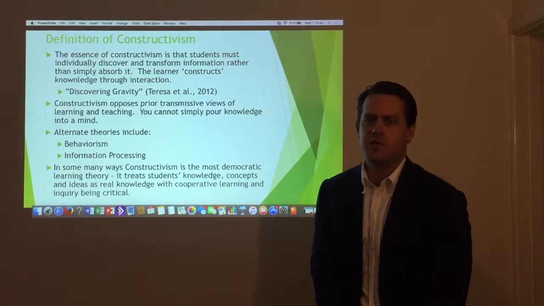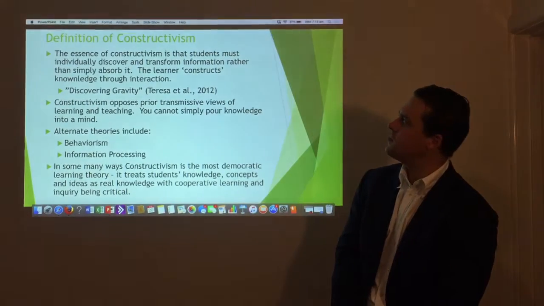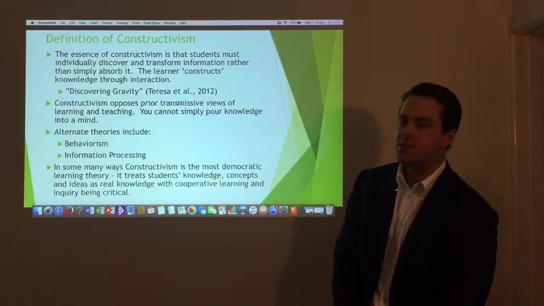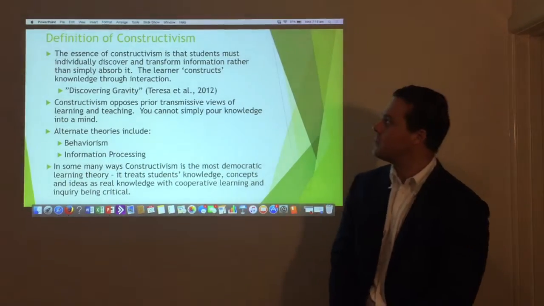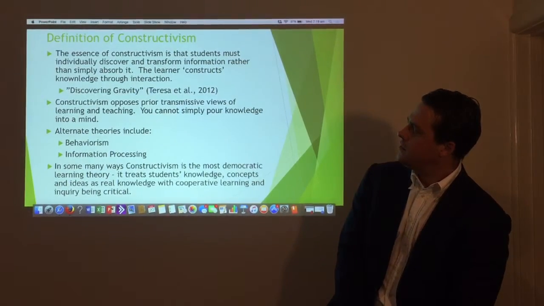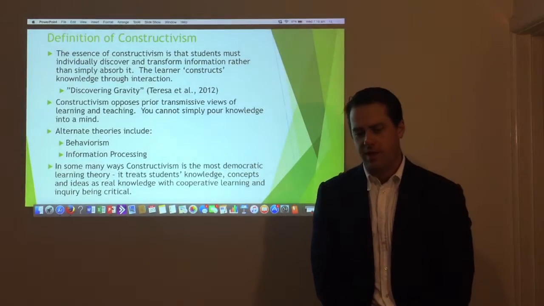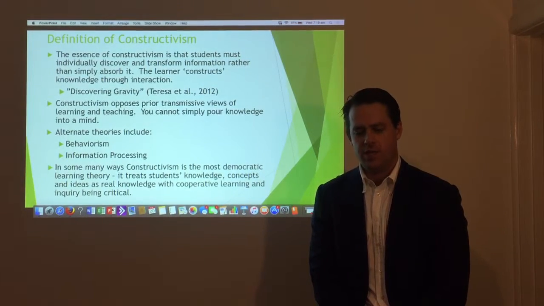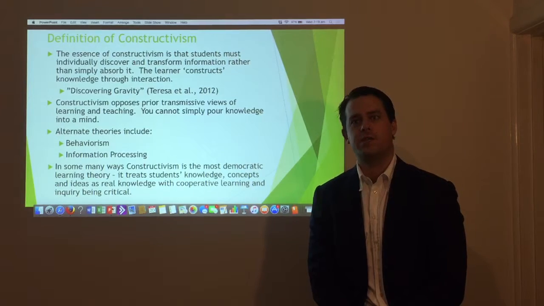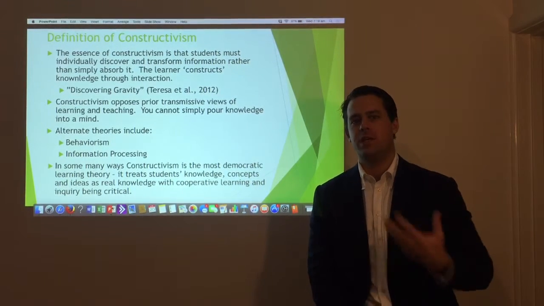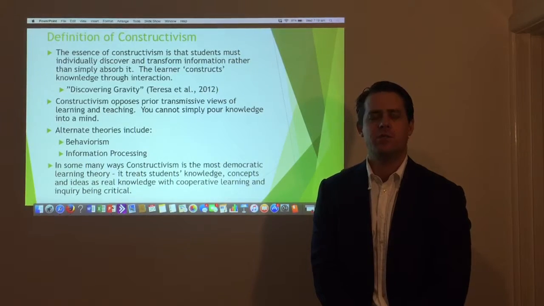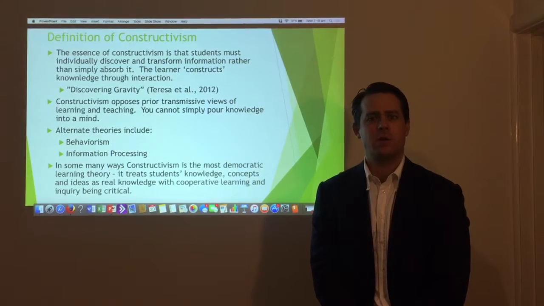The essence of constructivism is that students must individually discover and transform information rather than absorb it. The learner constructs knowledge through interaction. Teresa et al. spoke about this: a young child seeing things, food, objects and other items falling down rather than up and beginning to grasp the concept of gravity rather than being told about it.